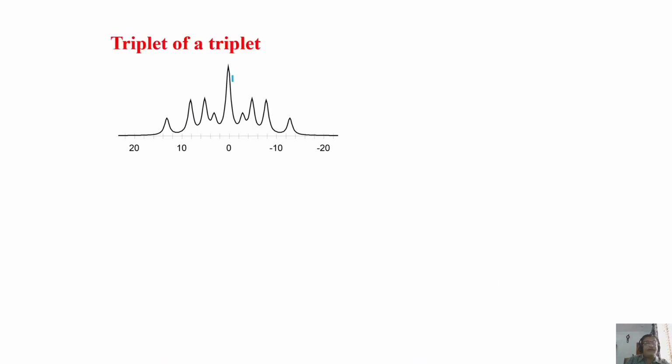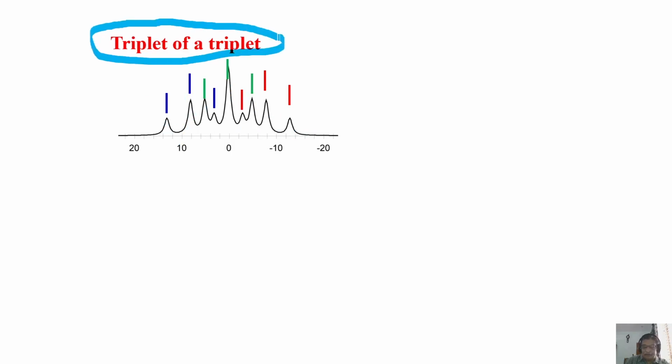Now, there is a way to understand. It is called a triplet of triplets. You know why? This is one triplet. This is another triplet. This is another triplet. There are three triplets overlapped. And the largest value is this to this and this. You can take the center of this to the center of this one and the center of this one, and that gives one coupling. The other coupling has a smaller value. So it is called a triplet of triplets.